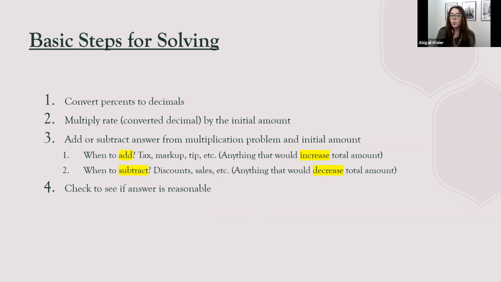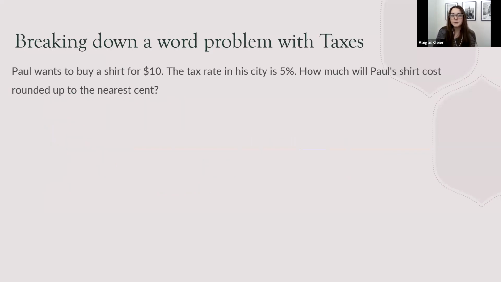So how do we know when to add and how do we know when to subtract? We know that we are going to add when we are finding something like tax or markup or tip, etc. So anything that would increase your total amount means that you're going to be adding that onto it. Now you're going to subtract when it's a discount or a sale or anything else that would decrease your total amount. Your last step is going to be to check the answer to see if it's reasonable, and we're going to go over how to do that together.